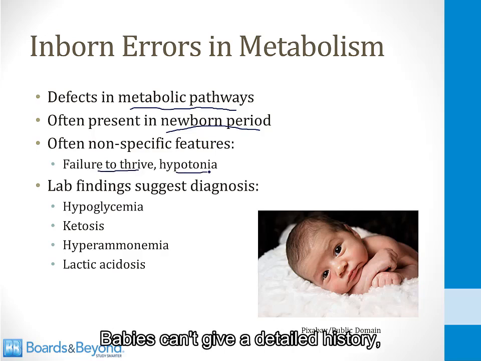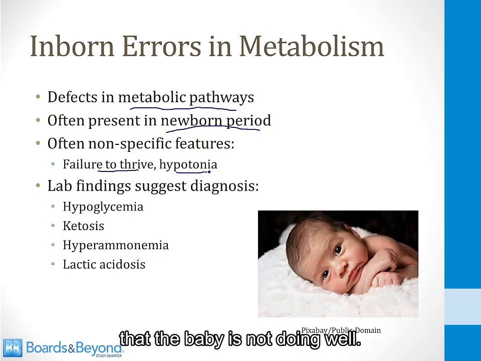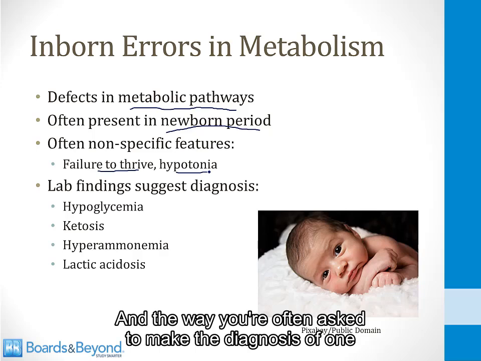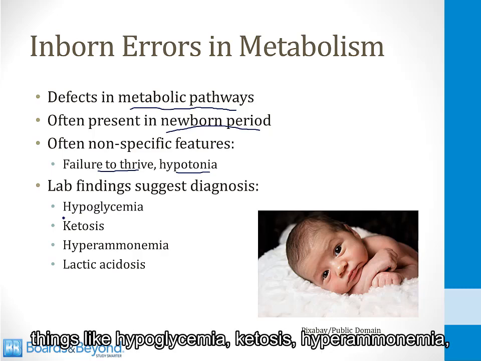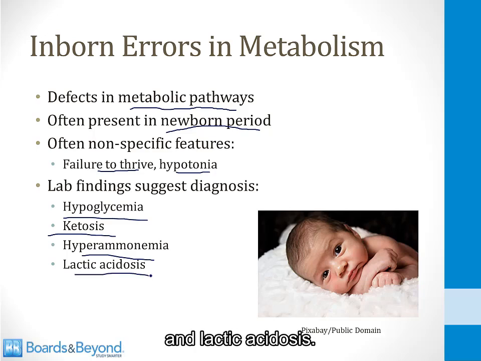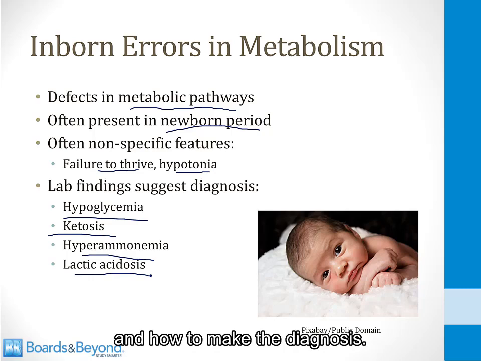Babies can't give a detailed history, so normally all you get is a general impression that the baby is not doing well. And the way you're often asked to make the diagnosis of one of these disorders in USMLE questions is by using the lab findings, things like hypoglycemia, ketosis, hyperammonemia, and lactic acidosis. So in this video, we're going to talk about a number of these disorders and how to make the diagnosis.